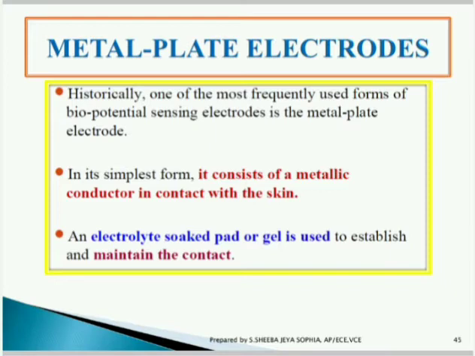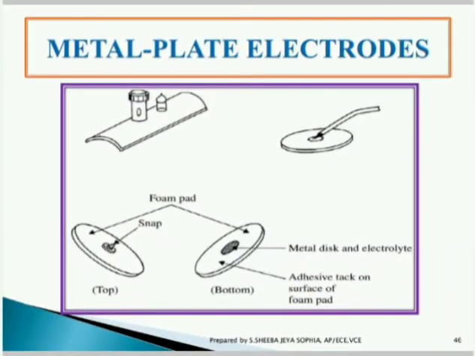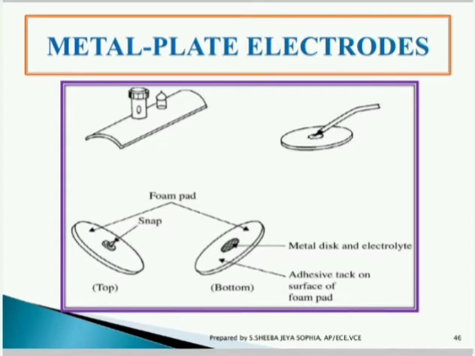Metal plate electrodes are one of the most frequently used forms of biopotential sensing electrodes. It consists of a metallic conductor in contact with the skin. An electrolyte-soaked pad or gel is used to establish and maintain the contact. Here you can see the types of metal plate electrodes, which have a metal disc and electrolyte adhesive tack on the surface of a foam pad, which creates the metallic contact to the human body.